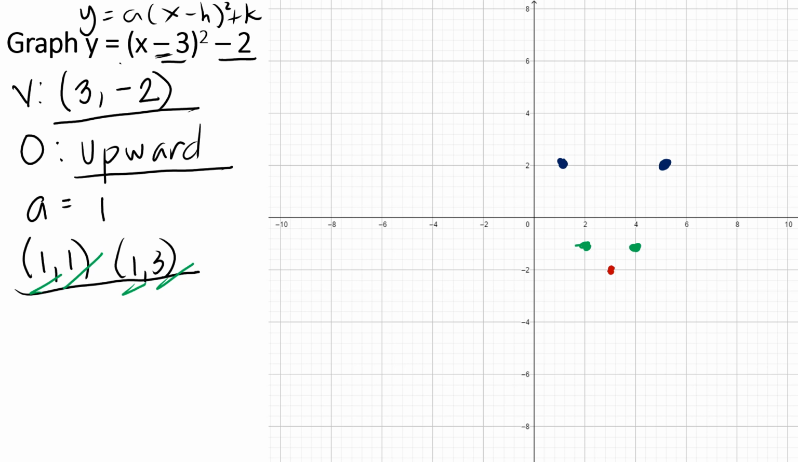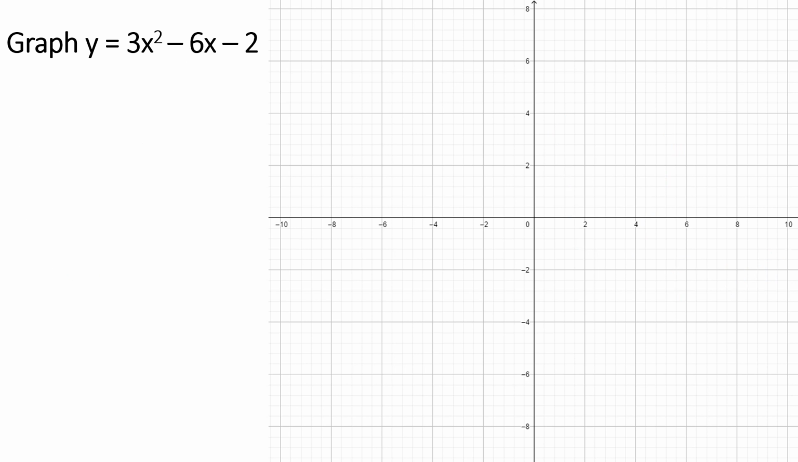Okay. Pagkatapos nun, pwede natin i-draw yung ating smooth curve. Ito na ang ating graph ng y equals x minus 3 squared minus 2. Good. Next example tayo, guys.